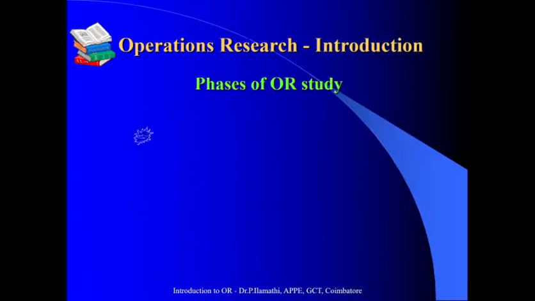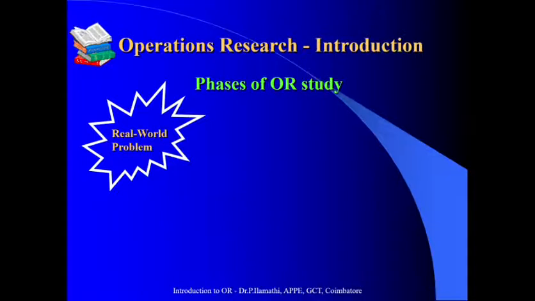Next comes phases of OR study. The first phase of OR study is observing the real world problem. We have to get into the industry and we have to study each and every activity carried out inside the industry. That is actually the observation part. Then after observing it, we have to find out the problem.